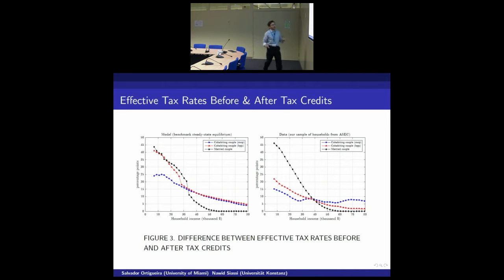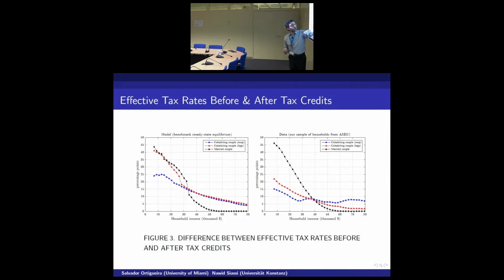So what we have here, this is from the model, this is from the data. What I want to see here is how the tax credits affect different types of households, cohabiting households versus married households. Let's look, for instance, at the black graph. This is from the data, and this shows us how the tax credits help married households reduce the effective tax rates. Okay? So this is not the tax rate. This is the reduction in the tax rate. Okay? This is the difference between effective tax rates before and after tax credits.